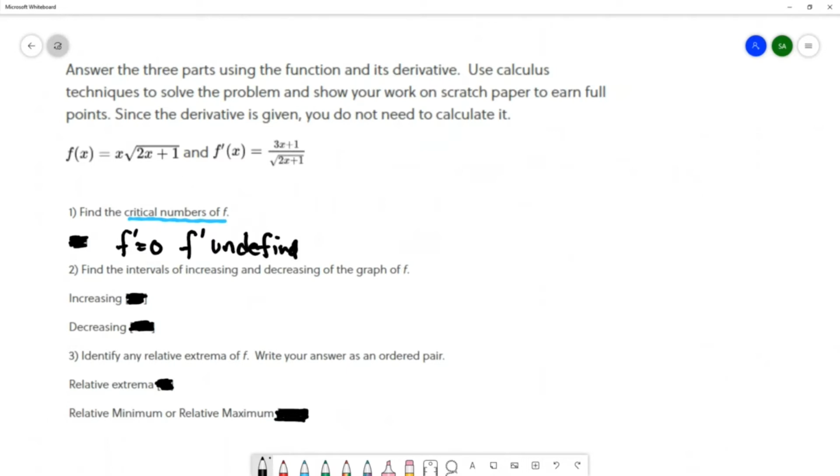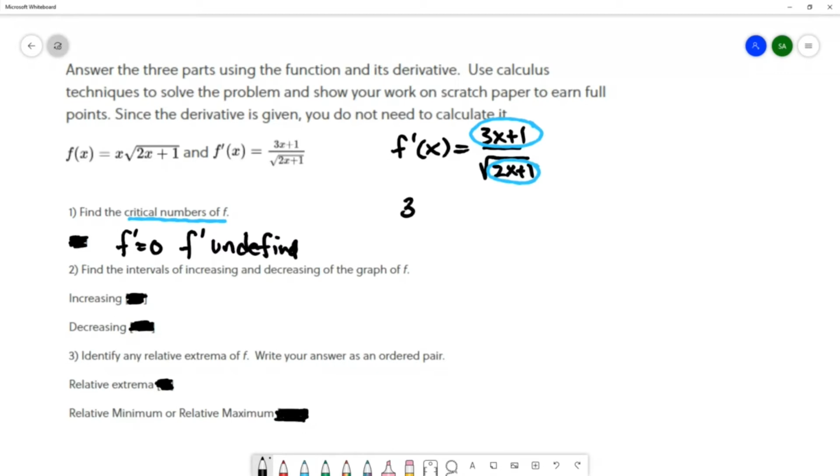So we have the derivative given to us to be f prime of x equals 3x plus 1 over the square root of 2x plus 1. We can find where that derivative is equal to 0 by setting the numerator equal to 0. And we can find when that derivative is undefined by setting the denominator equal to 0.